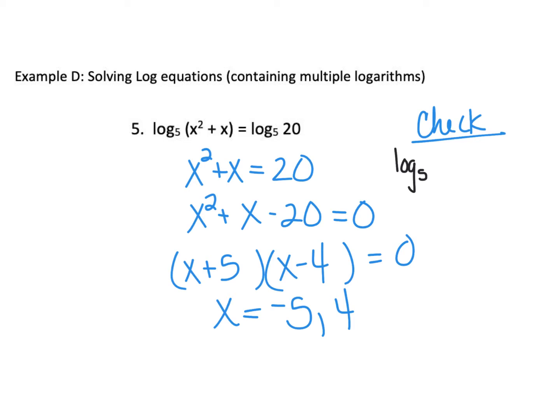So I'm going to do the check here by plugging in negative 5. So negative 5 squared is positive 25. Minus 5 is 20. So I get log base 5 of 20. And sure enough, that equals the right side. That's identical to what's on the right. And then I'm going to plug in 4. Log base 5 of, let's see, if I put 4 in, that's 16 plus 4 is 20. So I get the same thing on either side there.